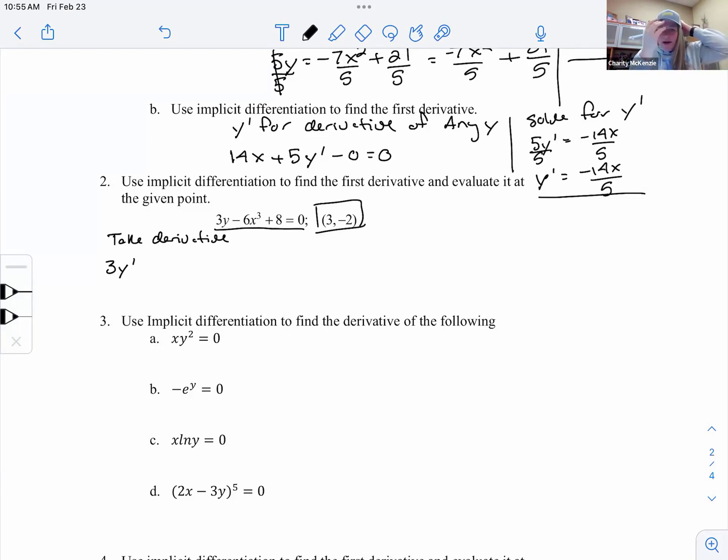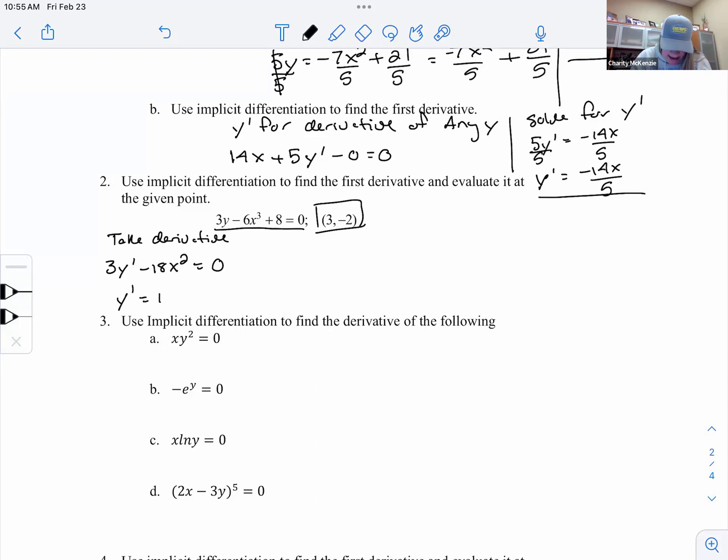And then this with the 6x to the third, 3 times the, well, it's a negative 6, but is going to give us what? Negative 18. And then drop 1, so I get squared, and then the 8 goes away, so we have just this equals 0. So 8 goes to 0, and the 0 stays 0. So here we are. This is our implicit, and then what we're going to do for this one is we can solve for y prime.